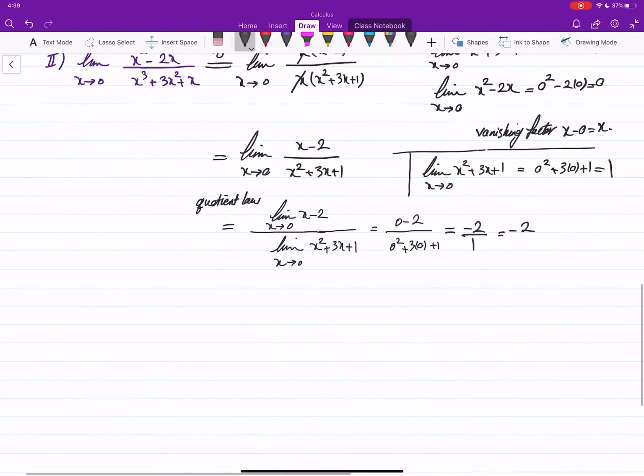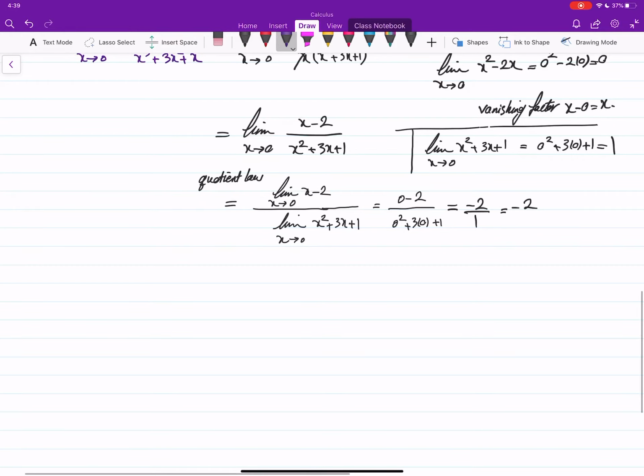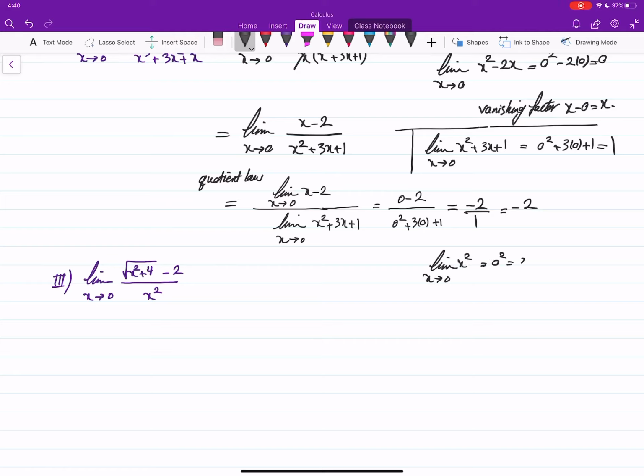Let me just do one more example in which finding the vanishing factor will be a little bit different. The square root of x squared plus 4 minus 2, over x squared, as x goes to 0 again. Well, here again we have a quotient. This time the numerator is not a polynomial, but it's a good function still. We start by checking the limit of the denominator as x goes to 0. This is 0 squared, which is 0.